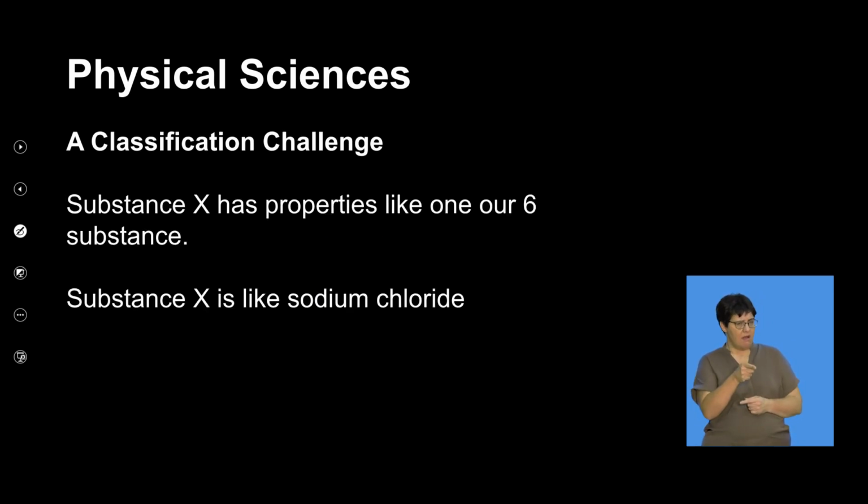Now, we are saying that substance X has the properties like the one over six. After eliminating five of the possible six options, we are left with only one option, which is sodium chloride. Then it simply means to us that X is indeed sodium chloride. But how exactly did we arrive at that?